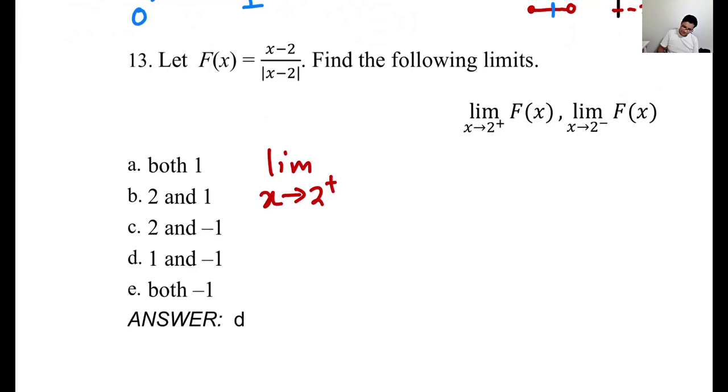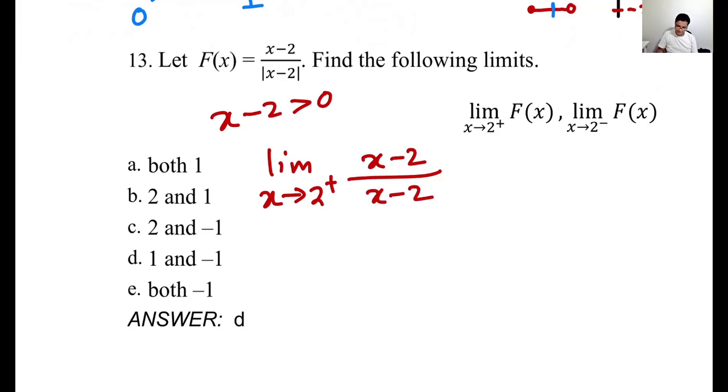When you approach from the right side, x minus 2 will be greater than 0, right? Because x is greater than 2. And when the quantity inside the absolute value bars is greater than 0, then by definition it is equal to that x minus 2 because it is positive. You cancel that and you can easily get the result is 1.